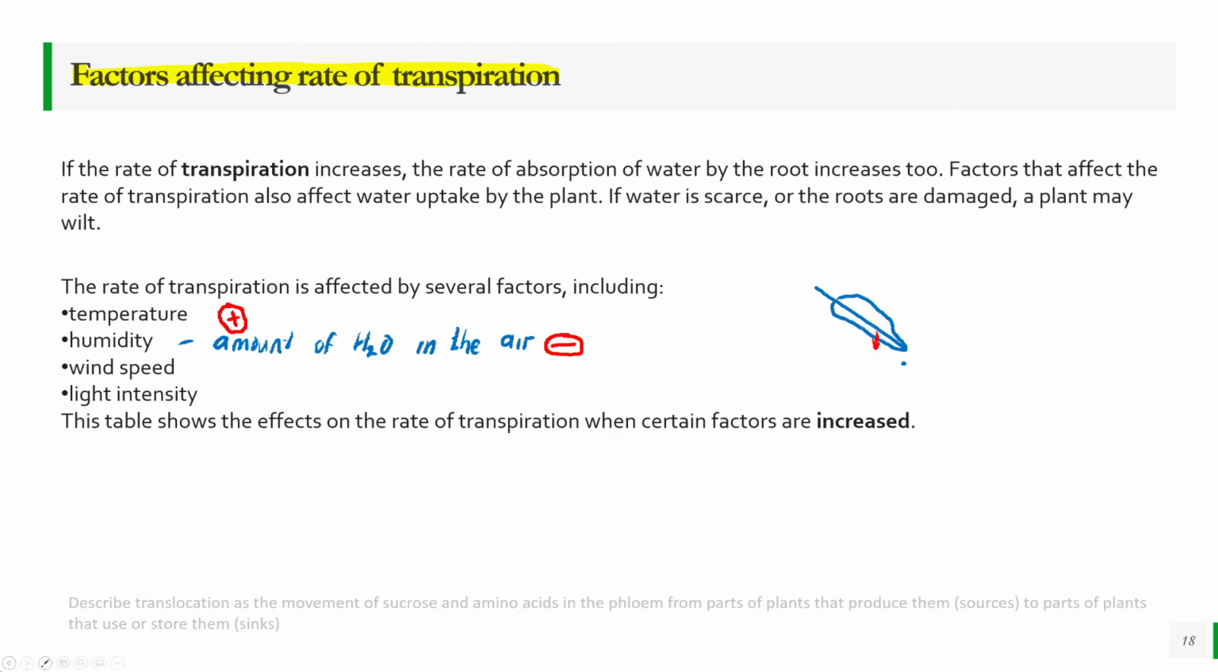So artinya lagi banyak angin, boys. Okay, lagi banyak angin, lagi senang untuk transpiration to occur. So as wind increases, okay, transpiration also increases. And last sekali, light intensity. Now, light intensity ni, it affects the stomata.